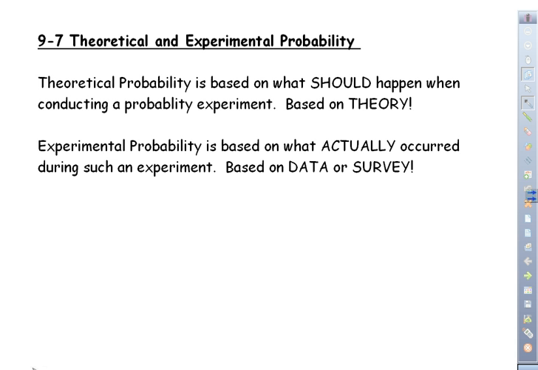That's what should happen. Experimental probability is based on what actually occurred during such an experiment, based on data or a survey. So basically, you're going to go out and collect information, collect data on whatever topic you're trying to find information on. So you would have a chart of some sort that's going to be given to you, and you'll base it off of that information.